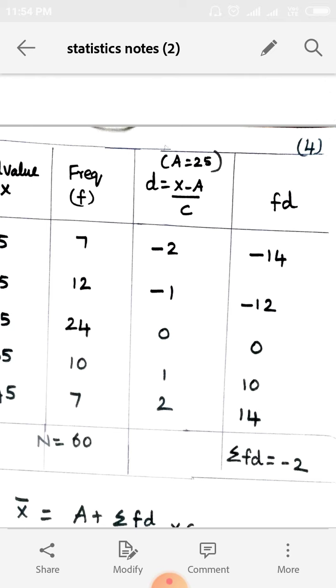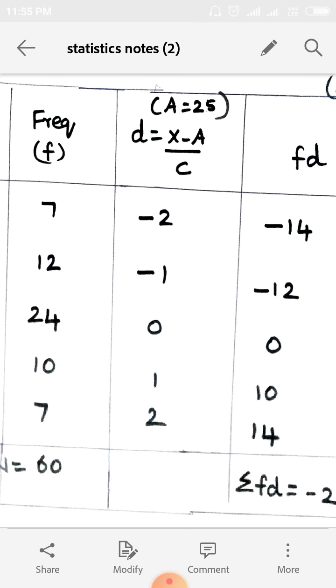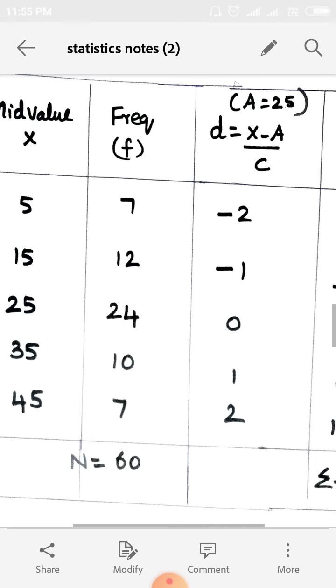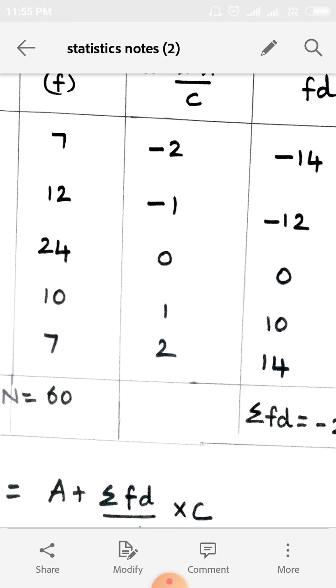FD is nothing but multiplying the terms. 7 into 2, 7 into minus 2 is minus 14. 12 into minus 1 is minus 12. 24 into 0 we get 0. 10 into 1 is 10. 7 into 2 is 14.